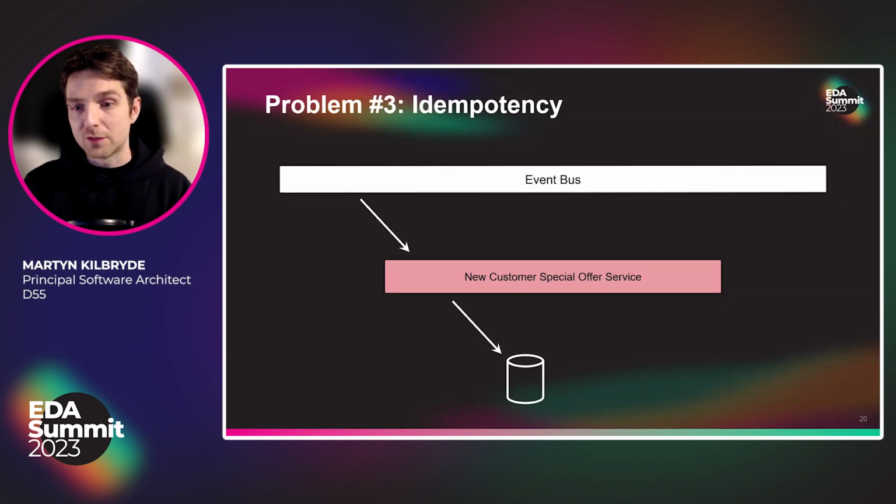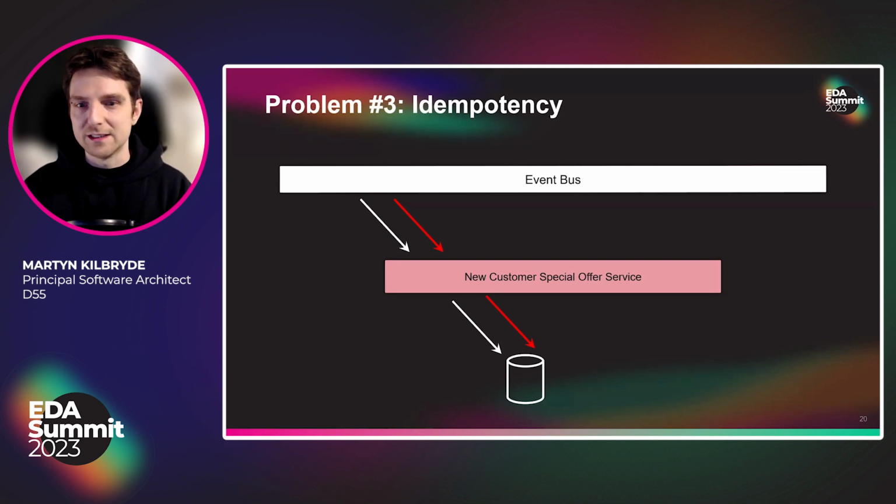If that event is fired again, whether that's because of an error somewhere, or because maybe the event bus doesn't guarantee at least once delivery, maybe it will send that event twice in some scenarios, that second message could hit the service, and the service will go and assign them a second offer, and maybe those offers stack, and that customer's now got two special offers.